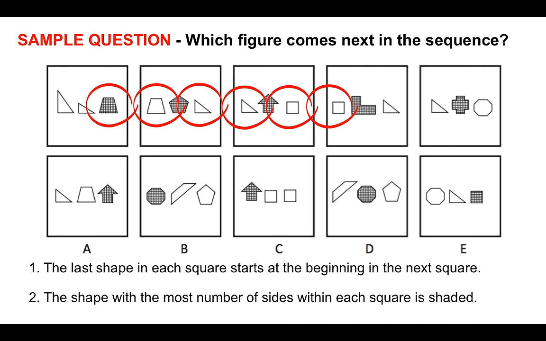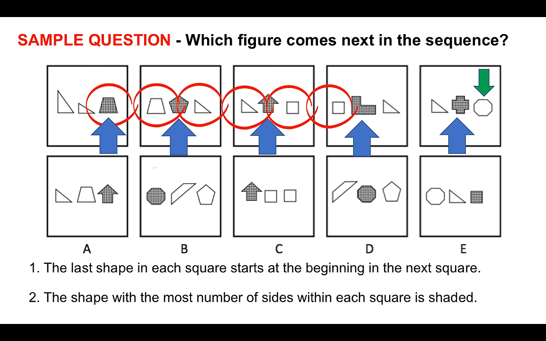The shape with the most number of sides within each square is actually shaded. So if you look at that shape there, that has 1, 2, 3, 4 sides, whereas there's two triangles which have 3. If you look at the one in the center, that has 1, 2, 3, 4, 5 sides. That one there has got 4, and that one has 3. Same in the middle, same there, and the same there. So basically, we are looking for, out of B or E, that shape there starts at the beginning, but also the one with the most sides should be shaded.